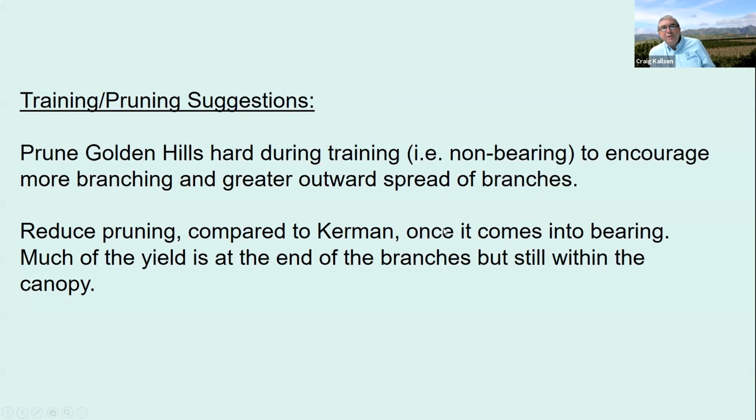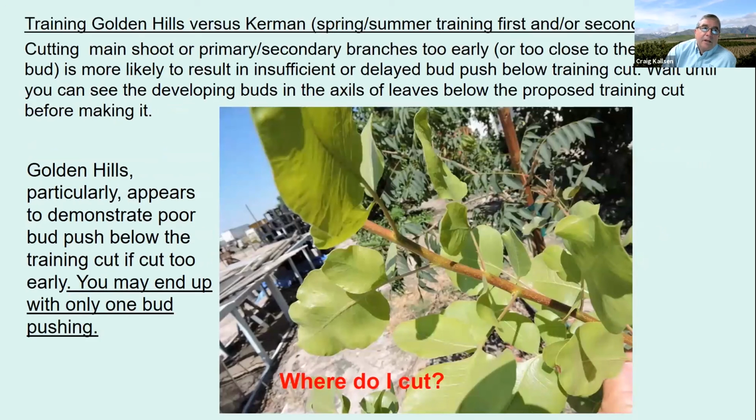So some training pruning suggestions. We like to prune Golden Hills hard during training, that's in the non-bearing years, to encourage more branching and greater outward spread of branches since it wants to grow upright. But once it starts coming into bearing, we want to reduce pruning compared to Kerman because those branches tend to remain more upright and there's a lot of yield inside the tree toward the end of those branches. Again, we don't seem to get as much new growth with Golden Hills as we do with something like Kerman.